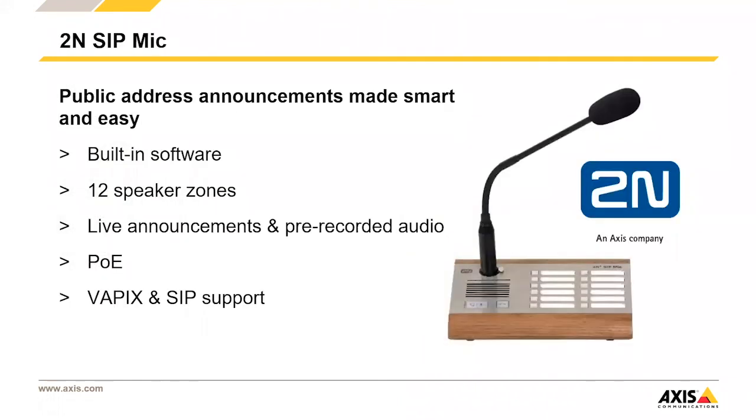The 2-inch SIP mic is for public address announcements and it has built-in software. It's got 12 speaker zones. You can do live announcements or pre-recorded. It is PoE and it does have Vapix and SIP support. Now you can put any number of these microphones in a system. Again, it's 12 zone. You can assign different speakers to different buttons there you see, and we'll talk more about the zones in a bit.